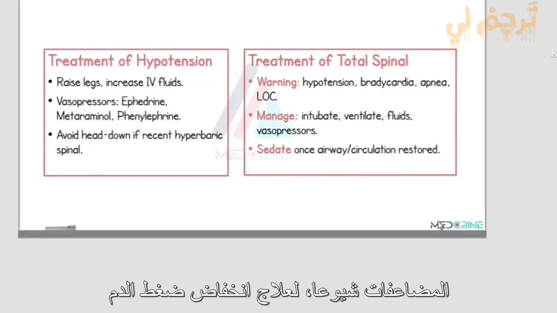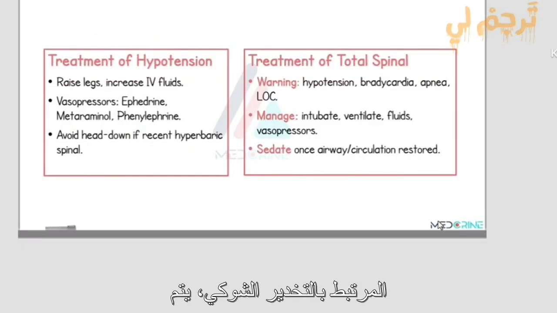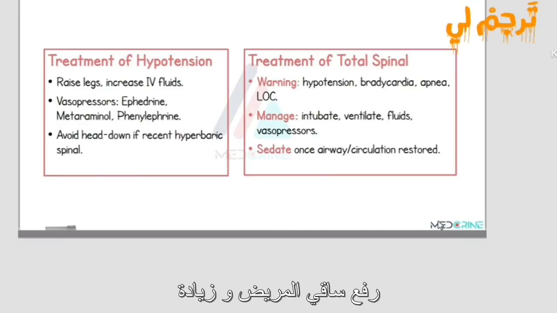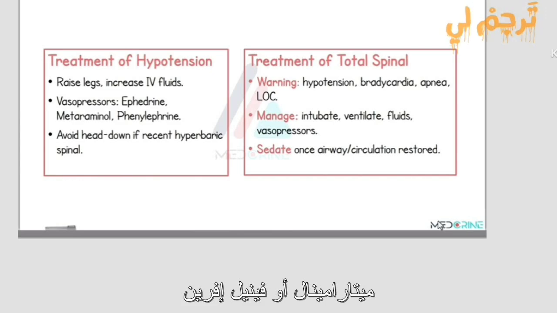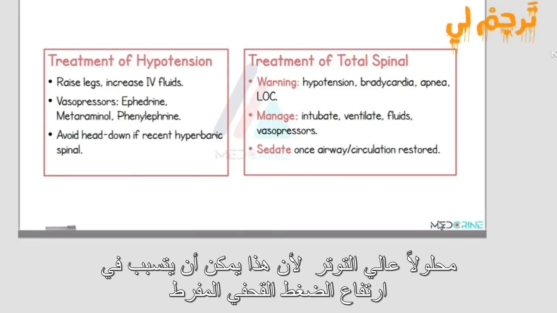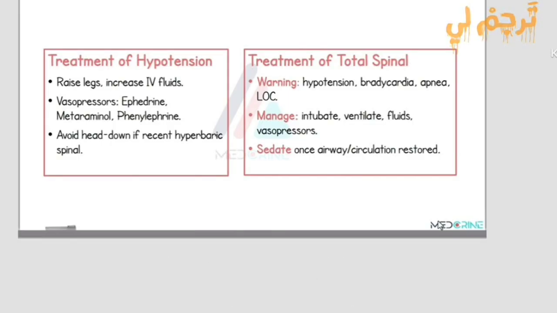To treat hypotension associated with spinal anesthesia, you elevate the patient's legs, increase the intravenous fluids, and administer vasopressors, for example, ephedrine, metaraminol, or phenylephrine. You need to avoid a Trendelenburg positioning, especially if you're using hyperbaric solutions, as this can cause an excessive cephalad spread.